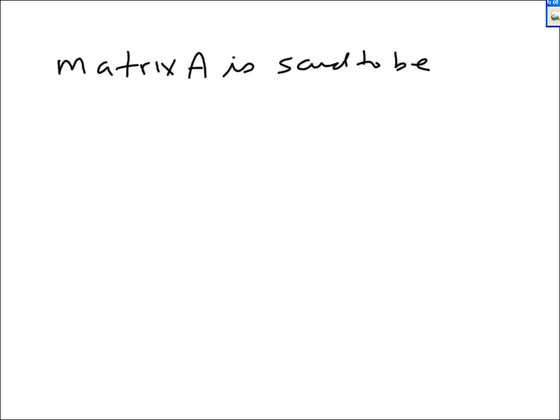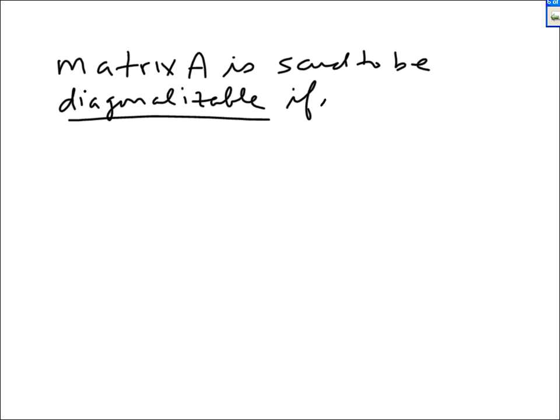Okay, let me give another definition. Matrix A is said to be diagonalizable if it is similar to a diagonal matrix.